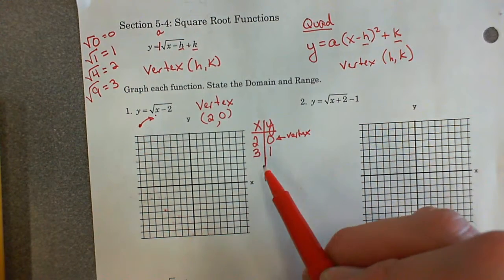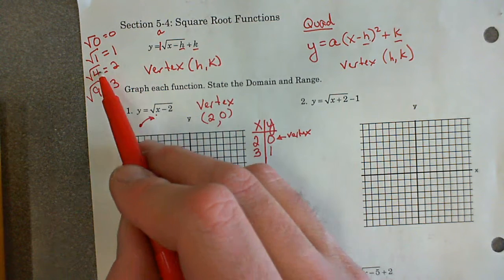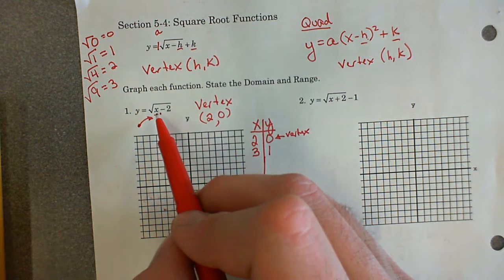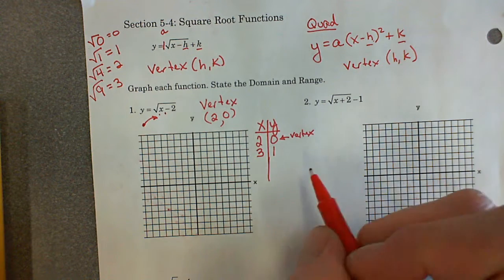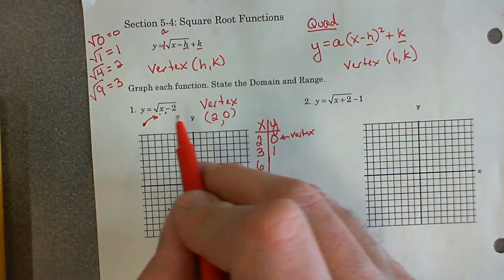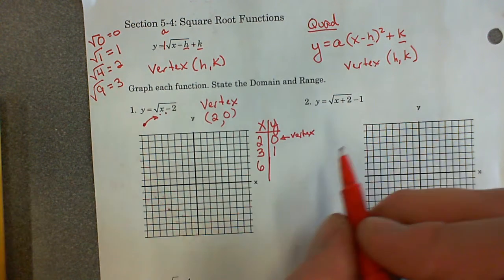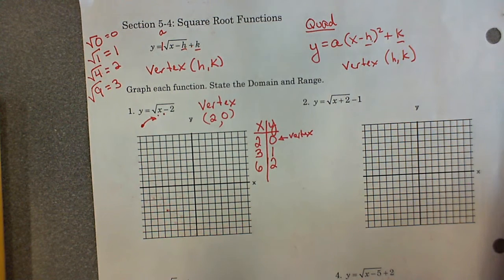So now let me get one more point. Let me try to make this a square root of 4. Well, what value of x would you plug in to turn the square root into the square root of 4? Well, that would be 6. 6 minus 2 is 4. Square root of 4 turns into a 2.